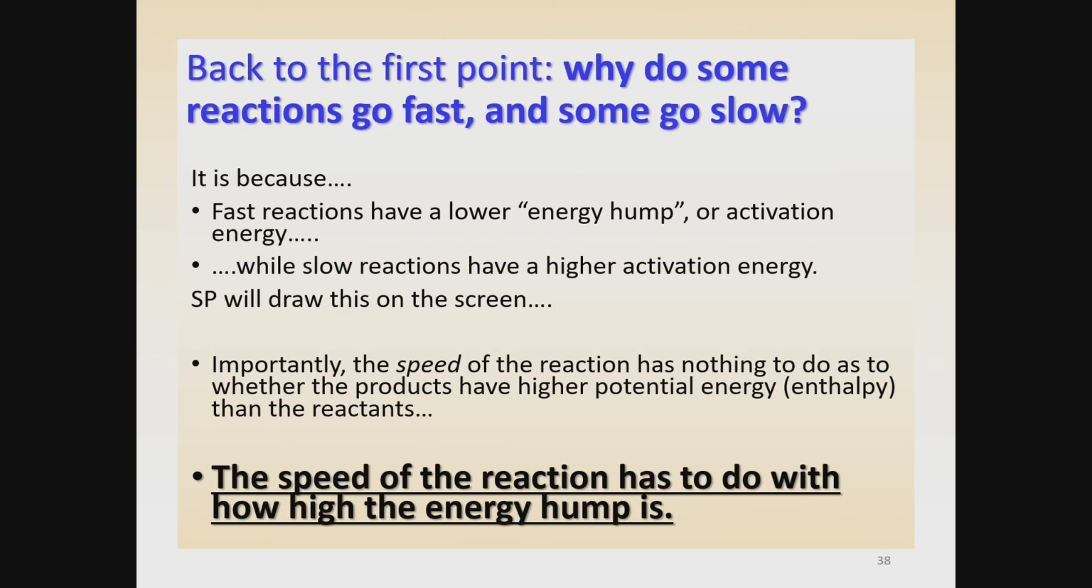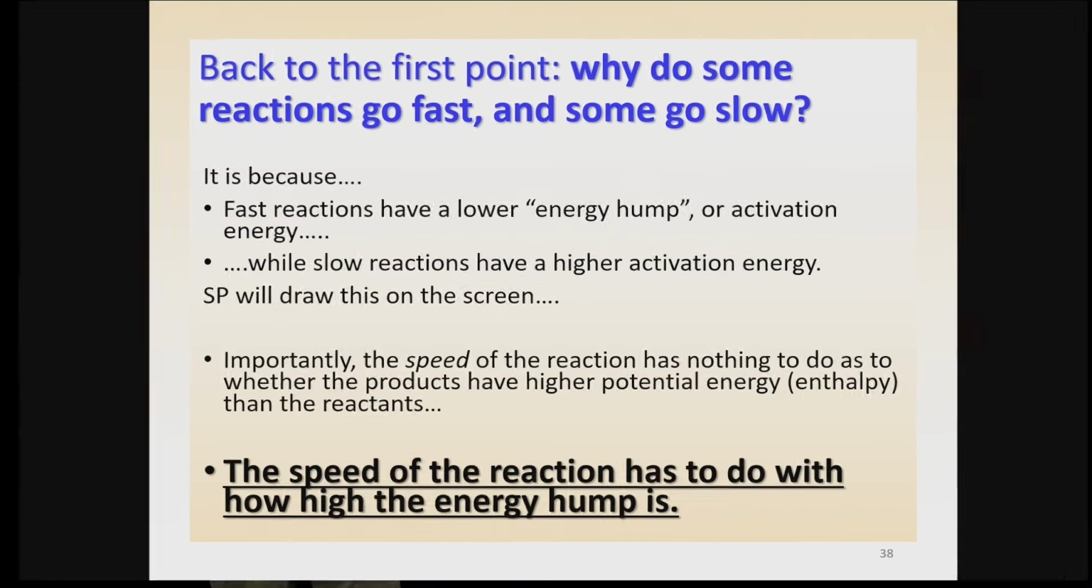So in this slide, what I want to do is go back to the first question. Why do some reactions go fast and some go slow? It's because fast reactions have a lower energy hump or a lower activation energy, while slow reactions have a higher energy hump and have a higher activation energy. And so what I'm going to do now is put some pictures of energy diagrams on the screen, and we're going to test our knowledge and see if we can identify which energy diagram belongs to which reaction we have considered. So hold on just a second.